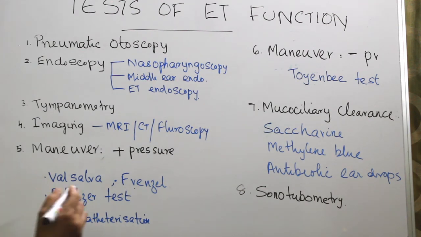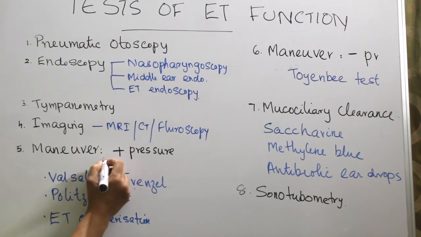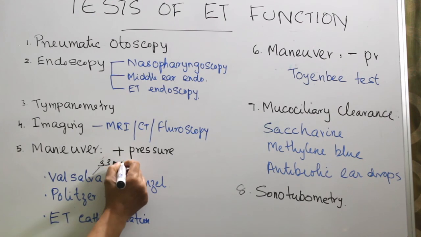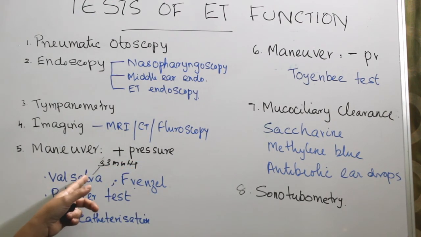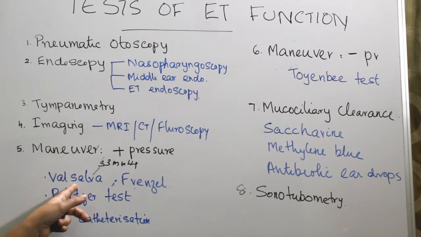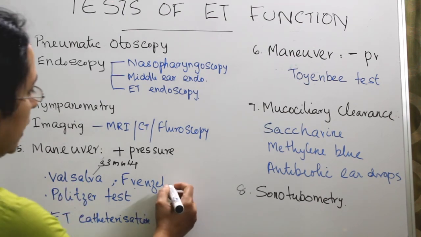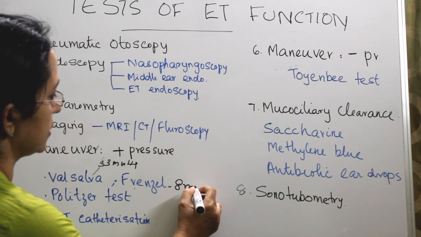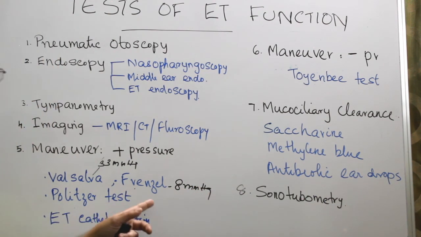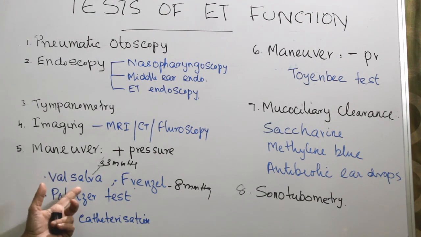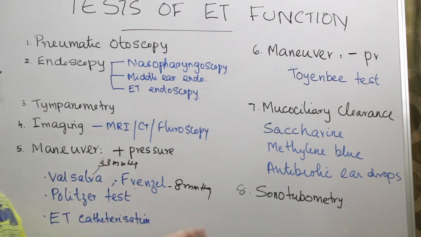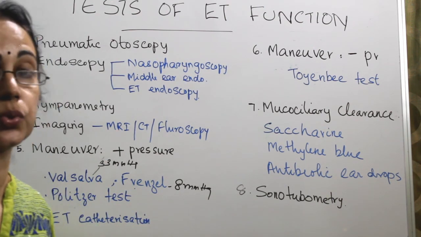And I forgot to tell you one thing, that a pressure of 33 millimeters of mercury is needed in order to open the Eustachian tube in case of Valsalva, and 8 millimeters of mercury is needed in case of Frenzel. That again shows that the Frenzel test is a better technique than Valsalva. This pressure can be asked in MCQs also.